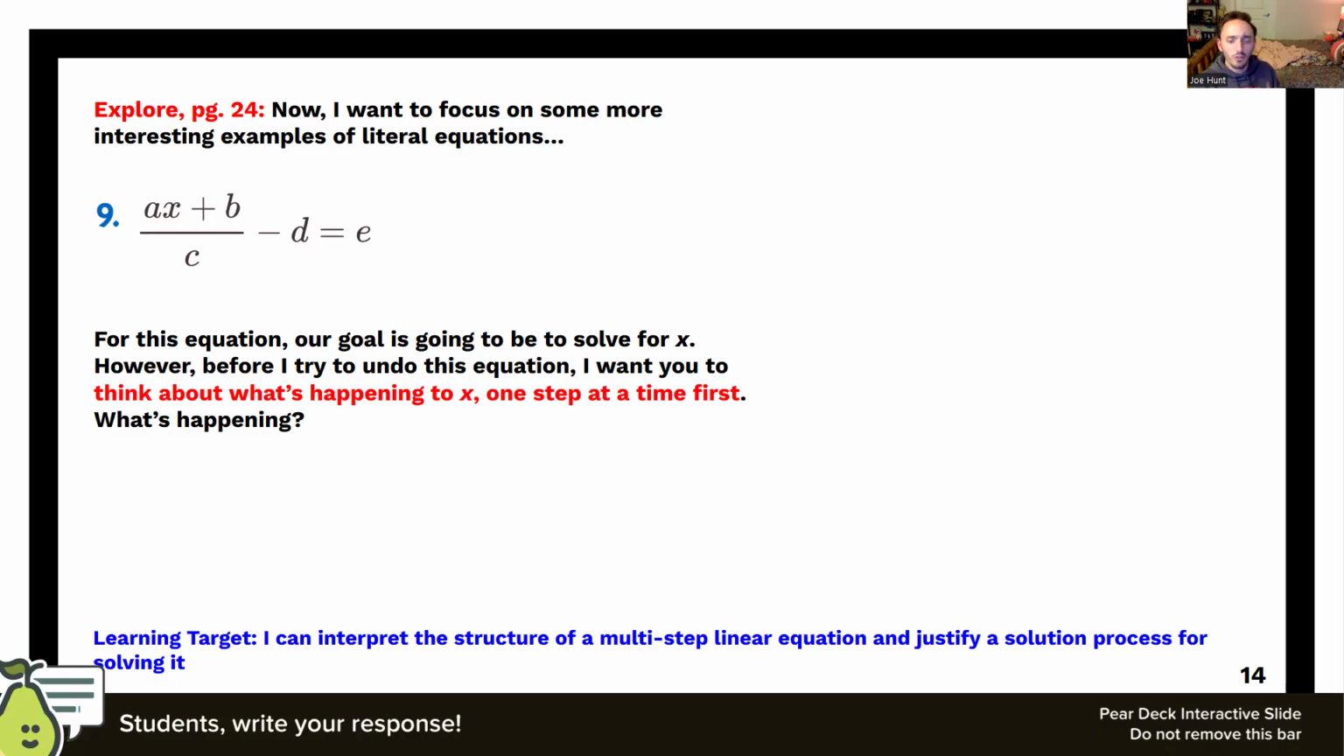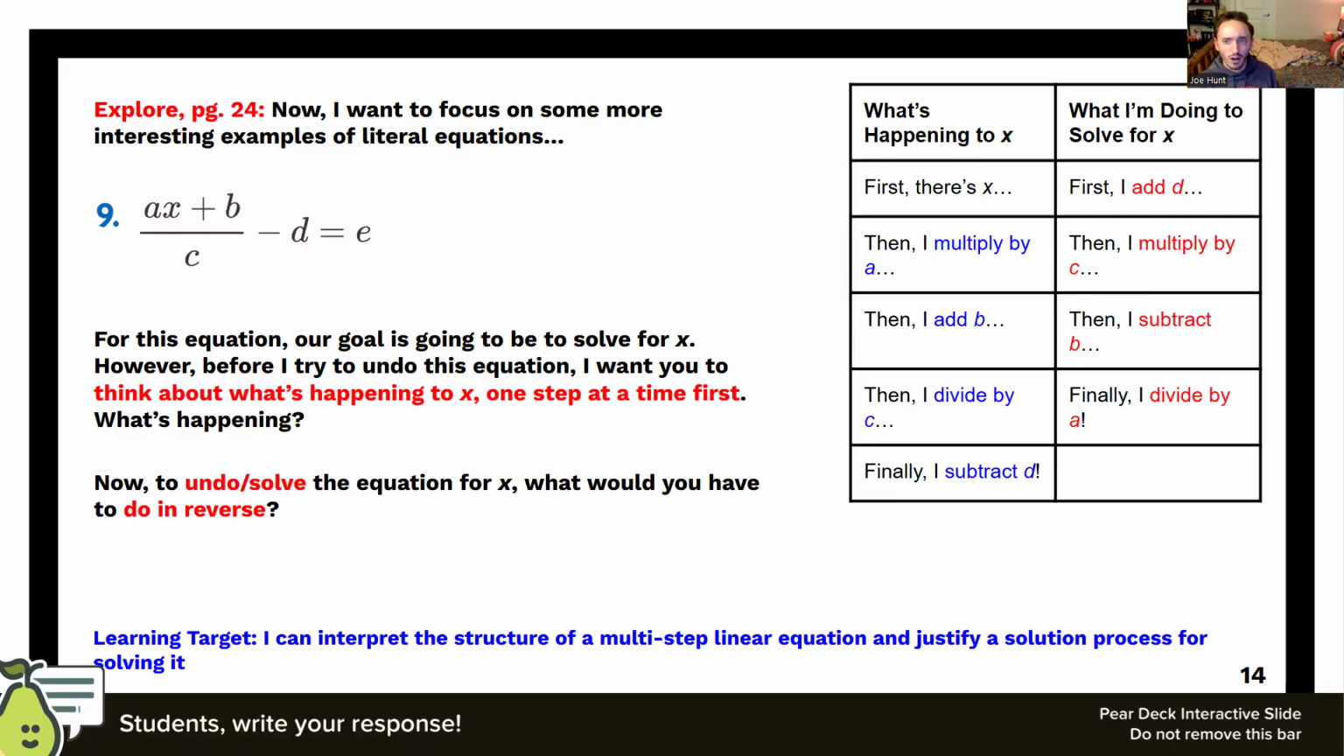Now, our goal here is to try and solve for x. Before we undo this thing, before I try and cancel everything out and think about what I'm doing and when I'm doing it, let's slow down a bit and really focus on the structure of how this thing got created on the left-hand side of the equal sign in the first place. So if I'm thinking about a do-undo table, here's what's happening to x. First, there's just x.